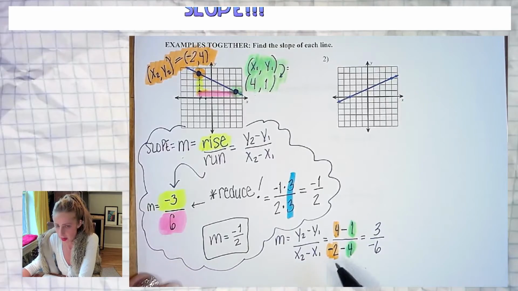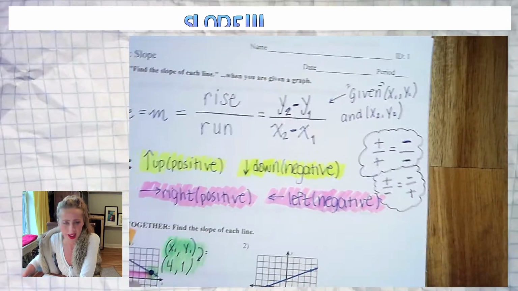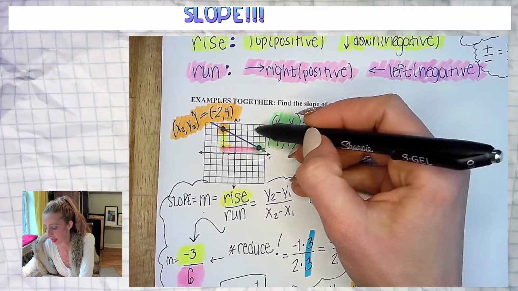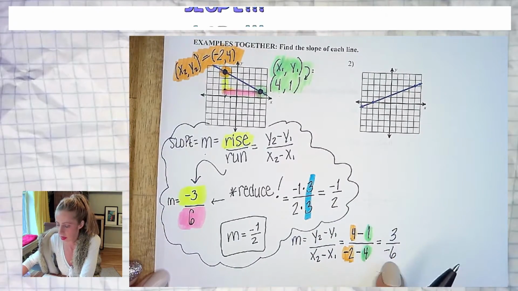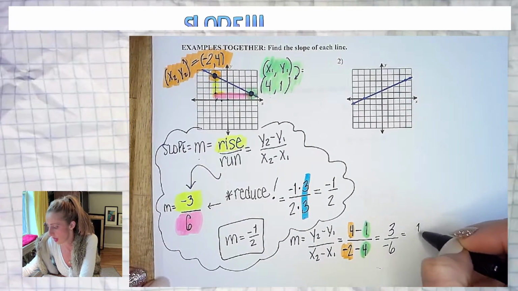This here is what I was talking about over here. Positive over negative, negative over positive, all the same, okay? Because here I could go rise 3, backwards run 6. Same idea. Rise 3, backward run 6, you know? But it still reduces to 1 over -2.